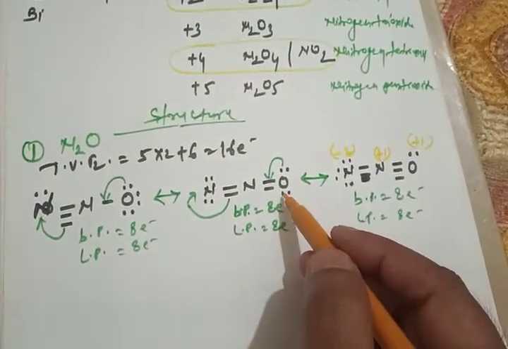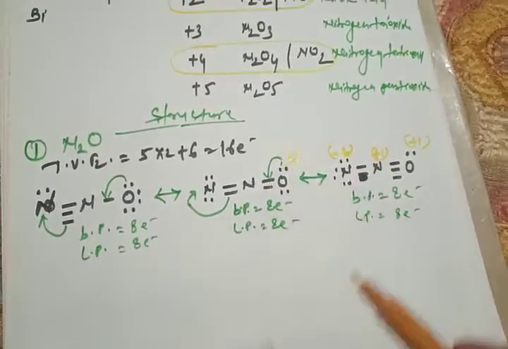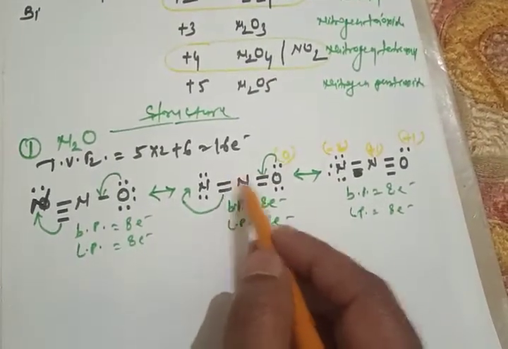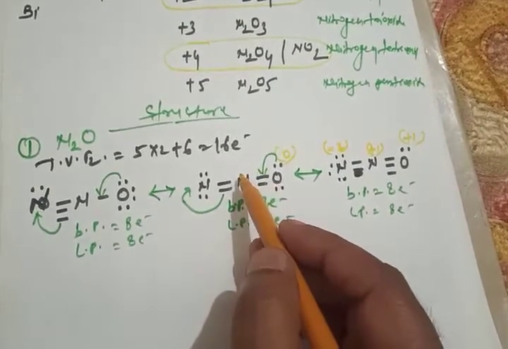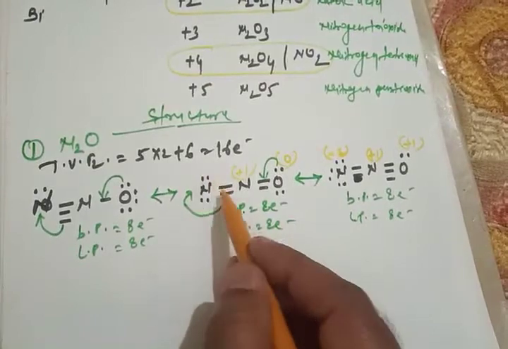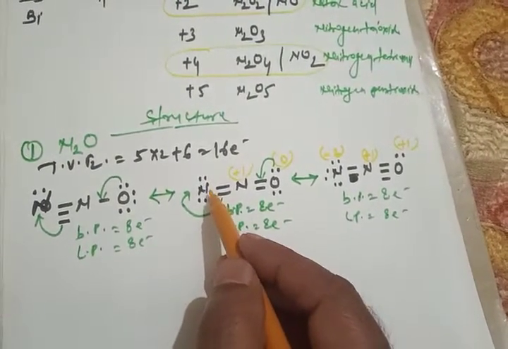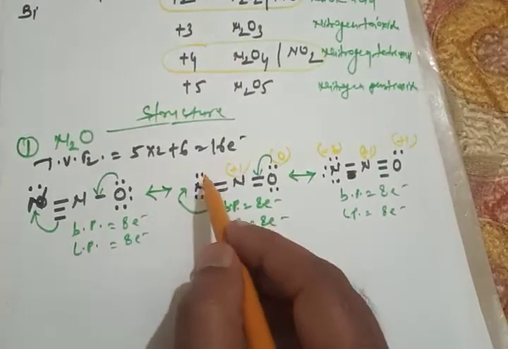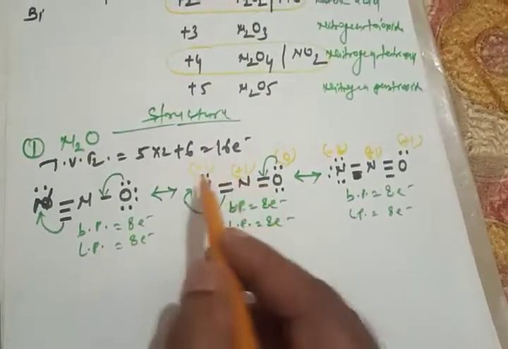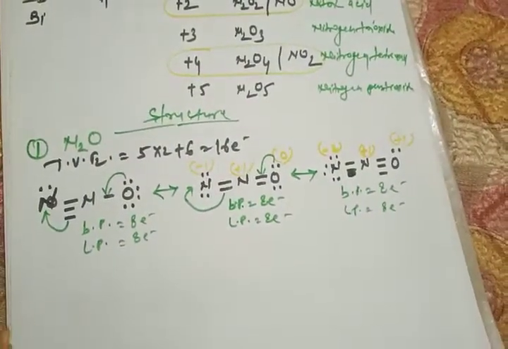So what about this one? 1, 2, 3, 4, 5, 6 is complete, so the formal charge will be 0 here. What about this one? 1, 2, 3, 4, 1 is required, so it will be plus 1 here. Then 1, 2, 3, 4, 5, 6, and nitrogen contains 5 valence electrons, here it is 6, so we have to remove 1, so this will be minus 1. Minus 1 plus 1 is 0, so it is electrically neutral.